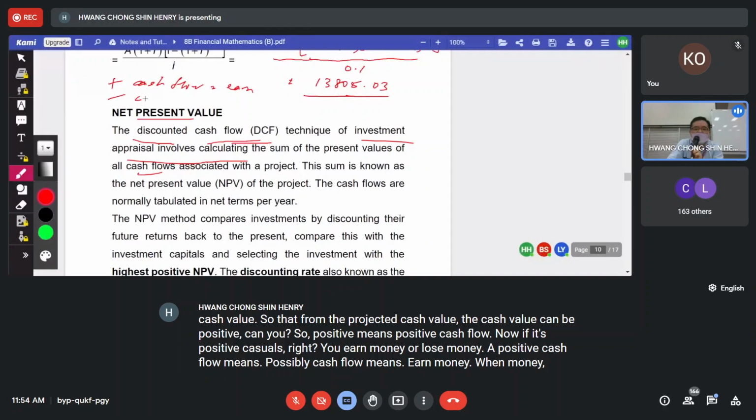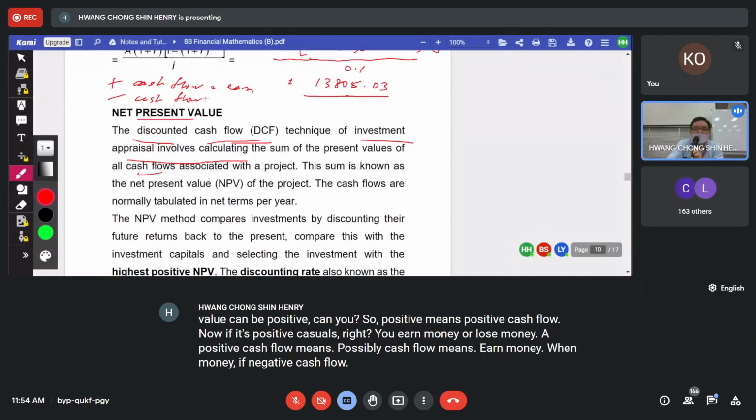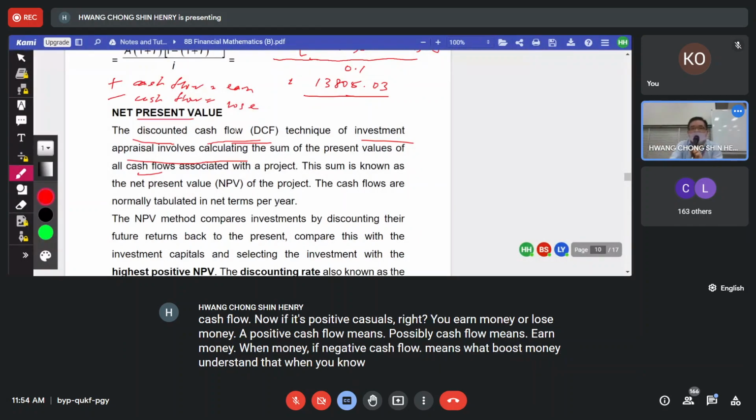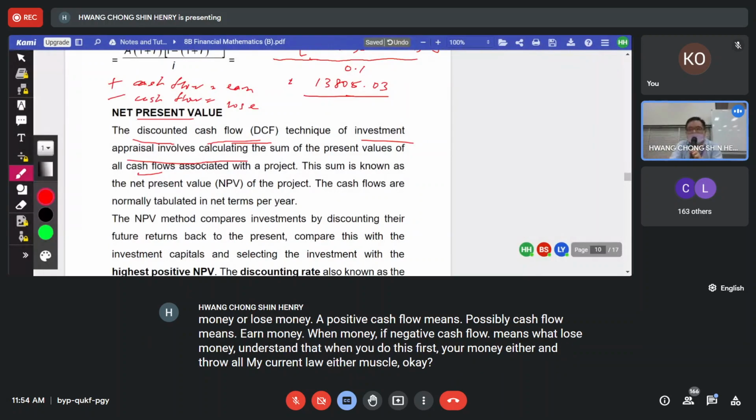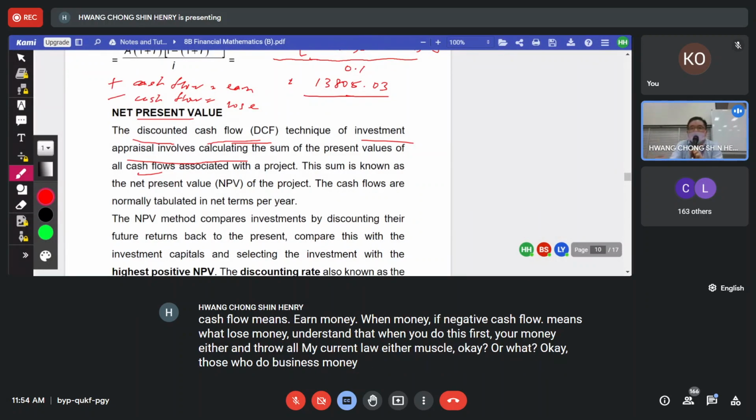If negative cash flow means what? Lose money. Understand? When you do business, your money either enters or goes out, correct or not? Either muscle pocket or cloth pocket. Those who do business know. Muscle pocket means untung lah. Cloth pocket means habis. Okay.